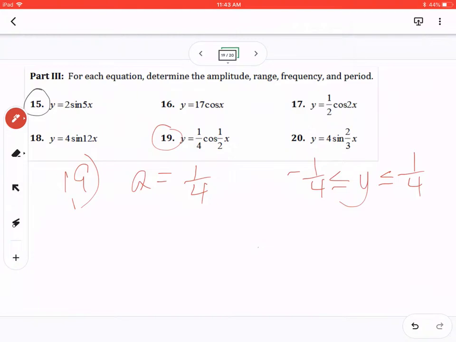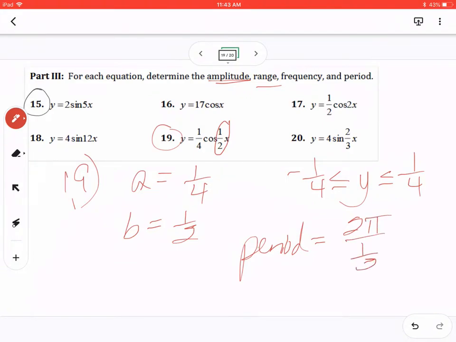So we took care of the amplitude and the range so far. The frequency is going to be the b value, and that's in front of the x value. 1/2 is multiplied by x, making the frequency 1/2. And our period is going to be 2 pi divided by the 1/2. Keep, change, flip, making the period 4 pi. That's how much time it takes for one full cycle of that function to complete itself.